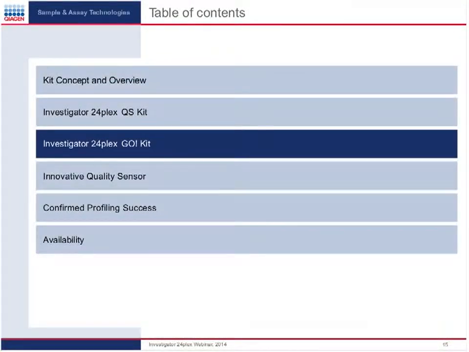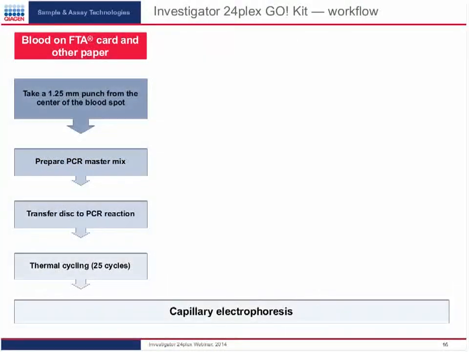Okay, next point is the 24plex GO kit. So this is for direct amplification. First of all, I would like to give you an overview about the workflow of the GO kit. So usually you can use different kinds of sample types. The first example is if you have blood on FTA cards or other paper. First of all, in the protocol, you have to take a 1.2 millimeter punch from the center of the blood spot. Then you have to prepare a PCR master mix. Then you transfer a disc to the PCR reaction, and then you start the thermal cycling.